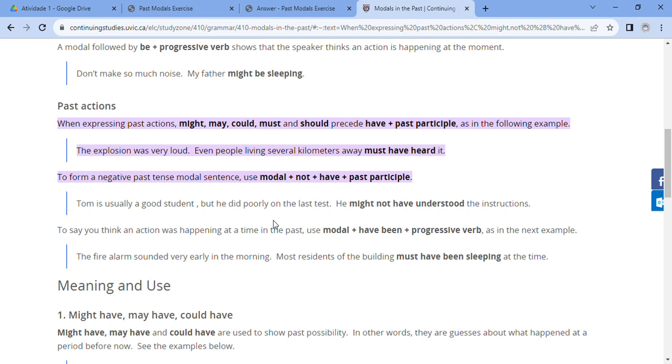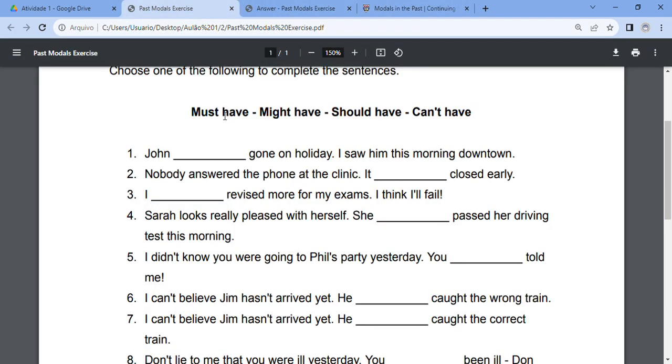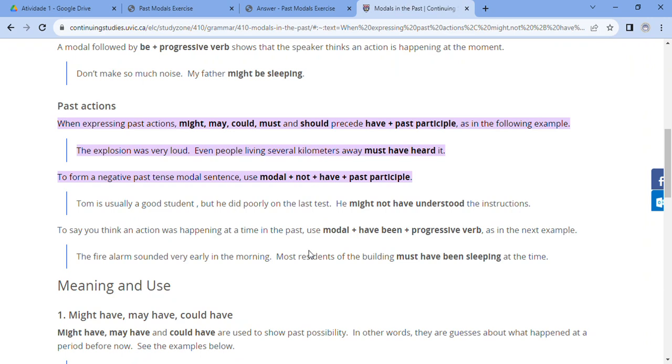Okay, so when expressing past actions, might, may, could, must, should, and can't precede the have plus the past participle. That's why we have already here the modal with the have. So you need to use the have when you're talking about past actions using modal verbs. Let's see this example. The explosion was very loud. Even people living several kilometers away must have heard it.